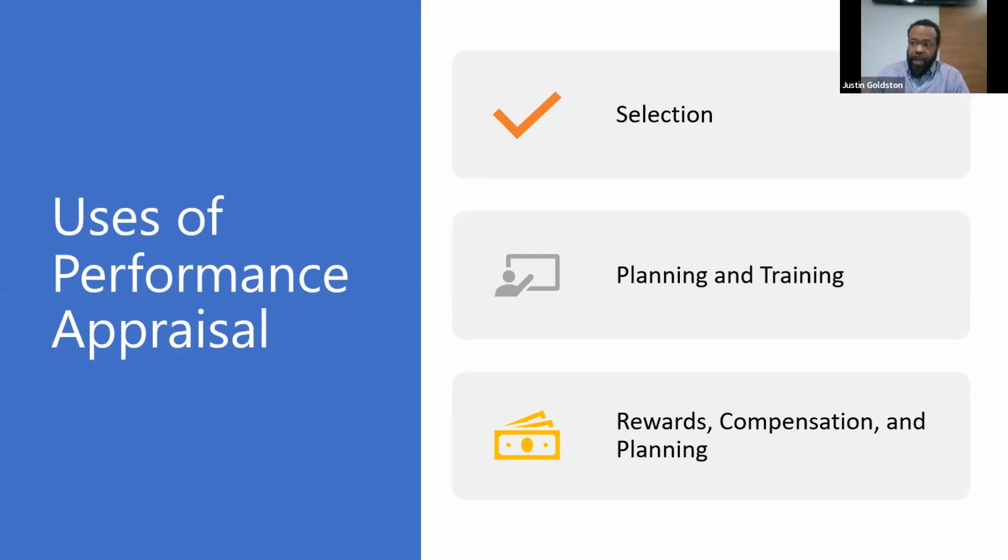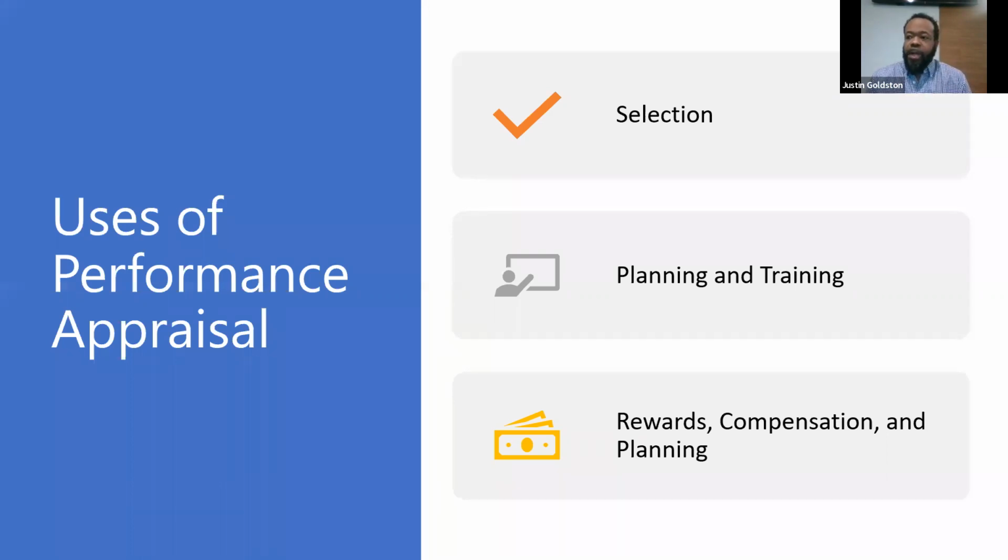So that goes back to those placement tests. That goes back to the onboarding. Did we effectively set up those employees for success? So that's some of the questions that we have to ask ourselves from a selection perspective when we're looking and creating and setting up our performance appraisal.